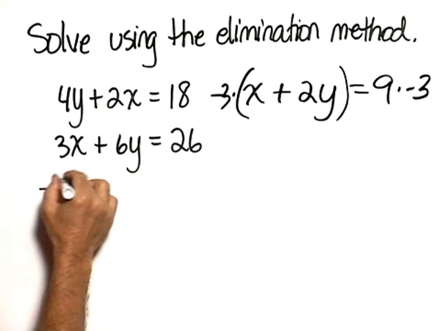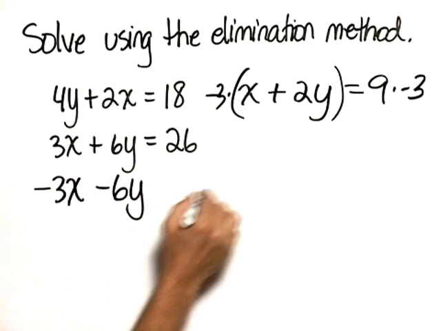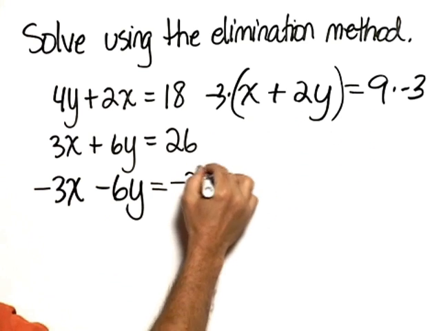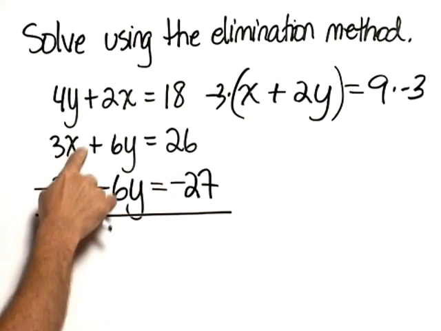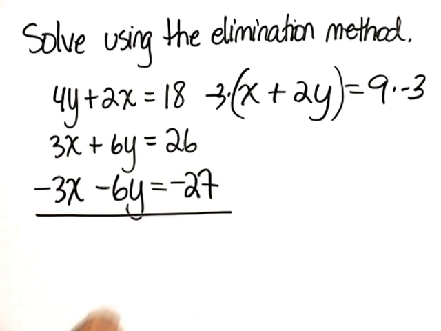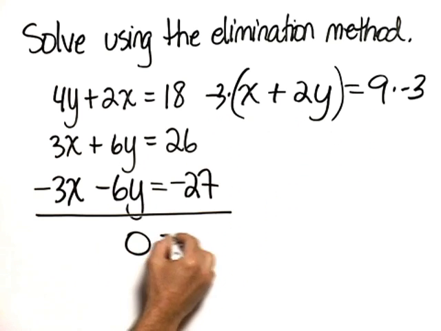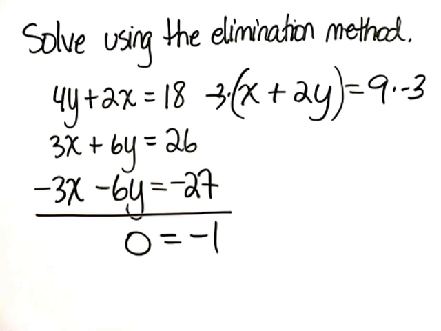Writing it below here, we would have -3x minus 6y equals -27. Now add the two equations together. 3x minus 3x is 0. But also 6y minus 6y is 0. And 26 minus 27 is -1. Well, of course, 0 does not equal -1.